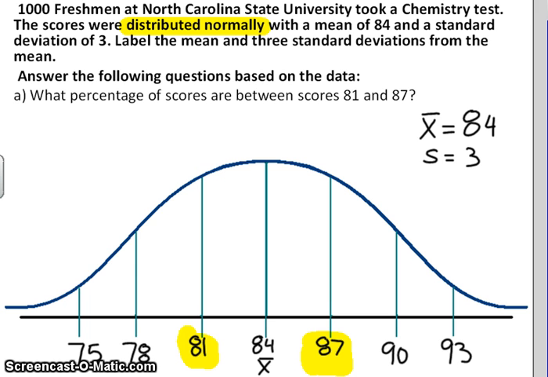Using my empirical rule, I know that 68% of my data is between one standard deviation below my mean and one standard deviation above my mean. Knowing this, I can confidently say that the percent of scores between 81 and 87 is 68%.